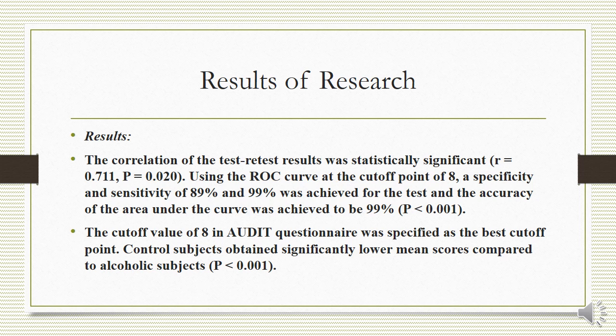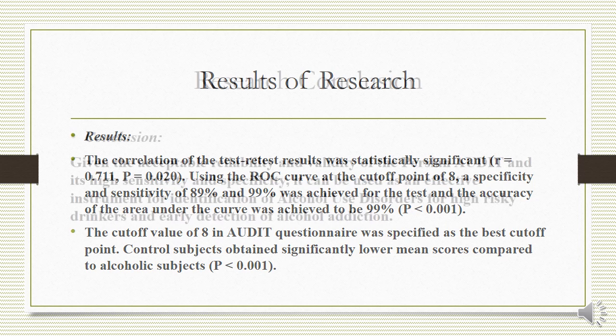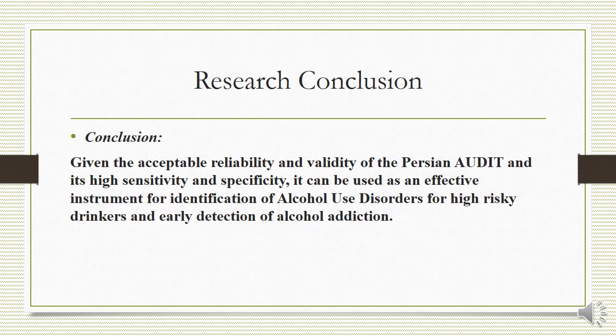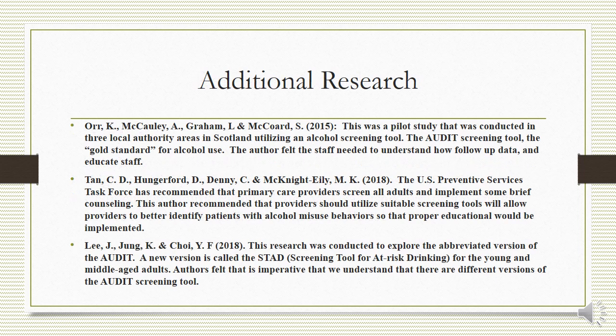Control subjects obtained significantly lower mean scores compared to the alcohol subjects with a p less than 0.001. This simply means there is less than a 1 in 1,000 chance of the stated result being incorrect based on observed error. It means that the result was statistically significant at the probability levels. Given the acceptable reliability and validity of the Persian AUDIT and its high sensitivity and specificity, it can be used as an effective instrument for identification of alcohol use disorder for high risk drinkers and early detection of alcohol addiction.